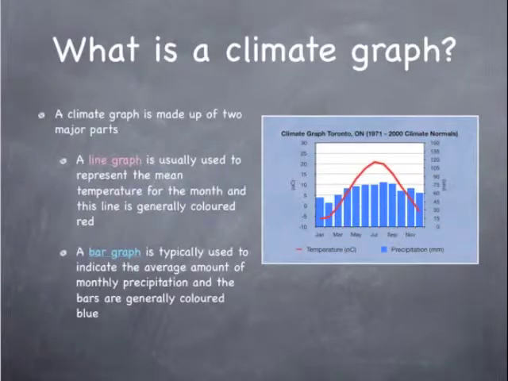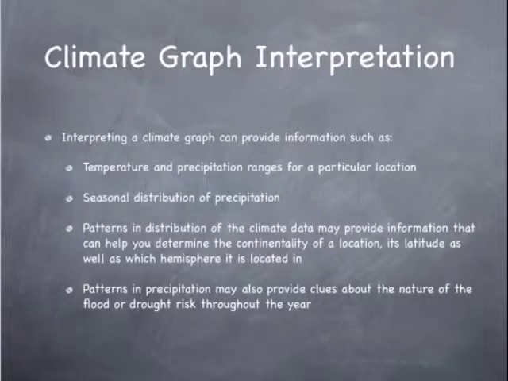The climate graph consists of two parts: a line graph used to represent the mean temperature of the month, and this is generally colored red, as well as a bar graph, which indicates monthly precipitation, and these bars are generally colored blue. Climate graph interpretation can give you some indication of the temperature and precipitation ranges for a particular location, as well as the distribution of that precipitation throughout the year.